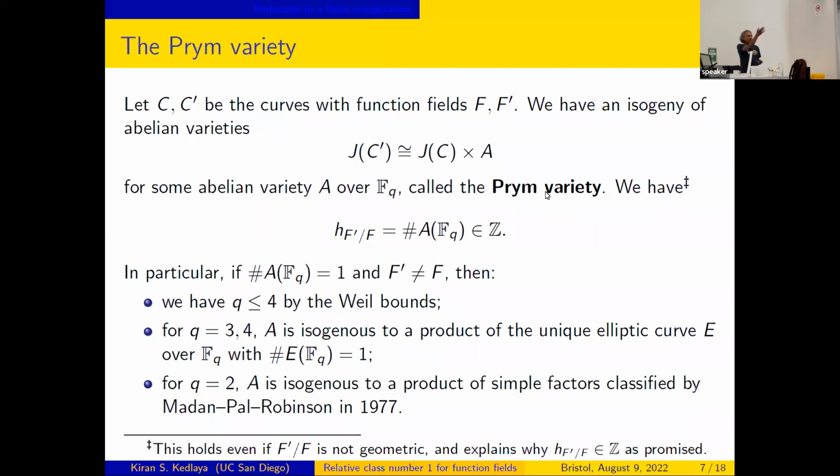And so this suggests why Q equals 2 is going to be much harder than Q equals 3 and 4. And so you'll see that there are some steps where Q equals 2 is significantly more work.